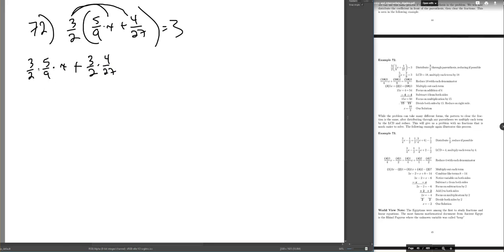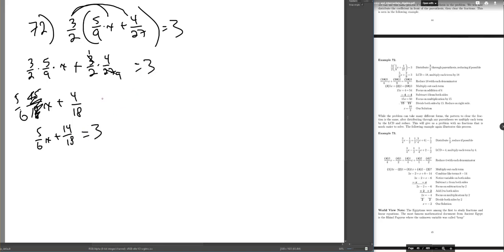So let's do this problem for that. So we have 15 over 18x plus 3 over 2. Maybe we could reduce that right away and get the 9 there. So that would be 4 over 18. And what else do we got here? That's pretty much it. So this could be made into 5 over 6. All right, so it would be 5 over 6x plus 4 over 18 equals 3, right? Because this equals 3.